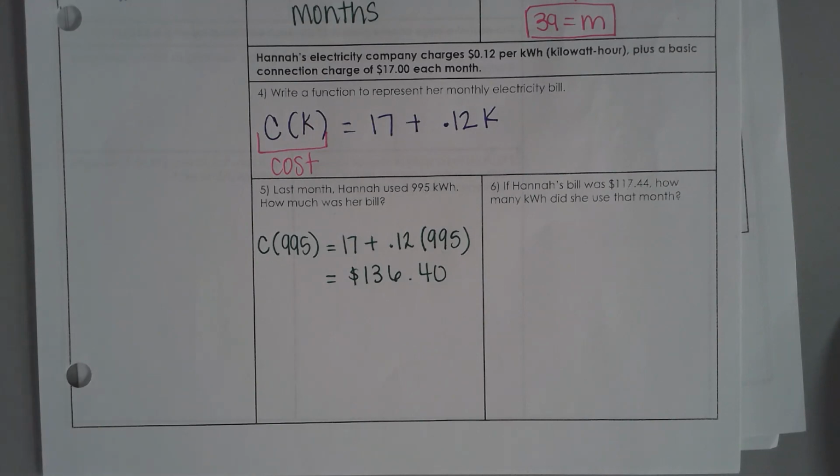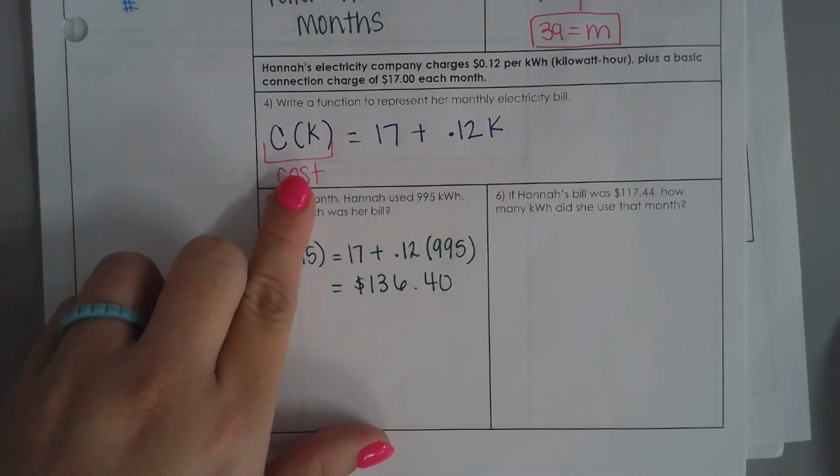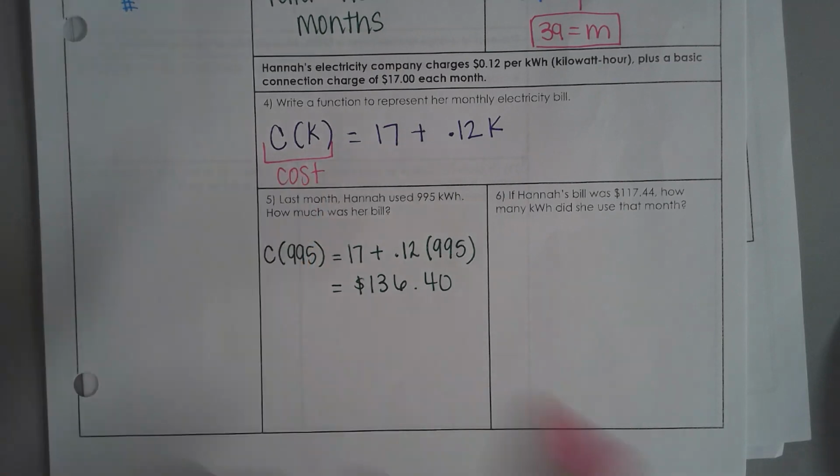Now number 6 tells us the amount of the bill. It's asking us for the number of kilowatt hours. So it's telling us that she paid $117.44. So where do I put that number? In the front or in for K? In the front. If I put it in for K, that would mean that was a number of kilowatt hours. It's not. It's an amount of money. So the cost, remember we put up here, the cost, that's in the front. So if it gives us a cost or gives us a dollar amount, that's in the front.